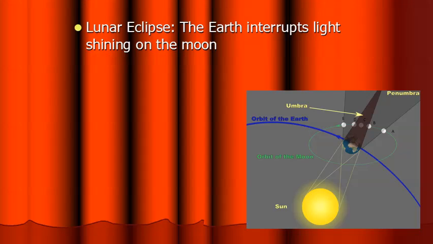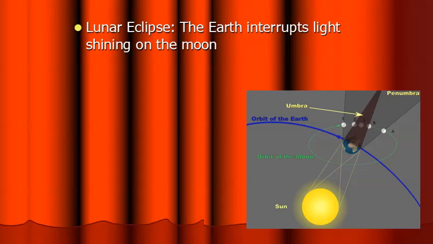The first eclipse we're going to talk about is a lunar eclipse, and that is when the moon is eclipsed. So this is when the Earth interrupts light shining on the moon. It's important to understand, first of all, that the sun is the source of light in our solar system, and the moon and the Earth and other planets do not create their own light. They just reflect the light of the sun, and the sun is really the only thing that creates its own light.